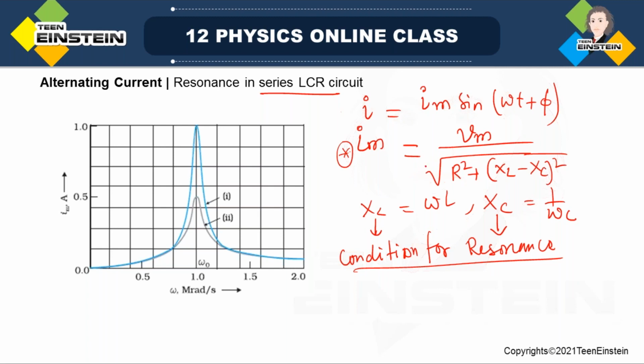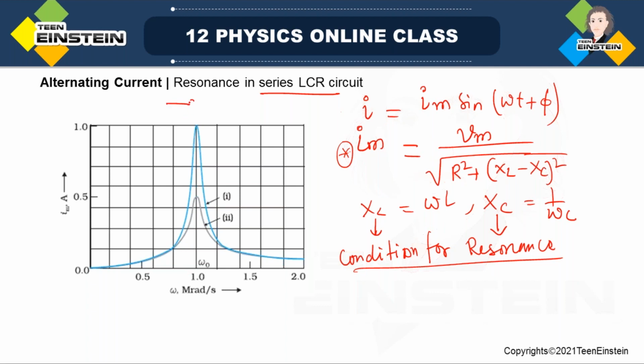So if we can find out the condition for this current to be maximum, then we know the condition for resonance. Okay, condition of resonance we know. So here you might be thinking, sir, how is it happening? Like how is the resonance happening here in LCR circuit? Where is the external agency?